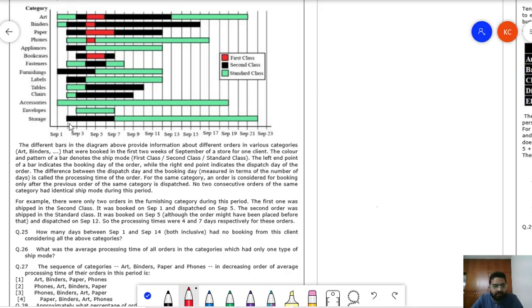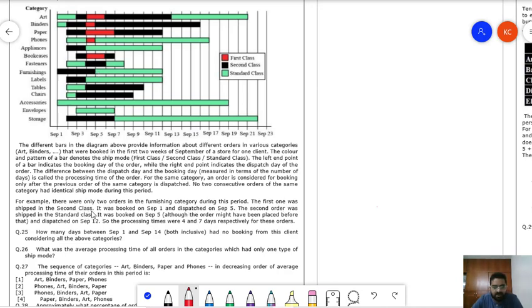Matlab, yahan pe 1 se leke 19 mein, this is only a single order. There is no breakup of the order. Okay, that is what is written here. For example, there are two orders in the furnishing category during this period. One is from 1 to 5, another one is from 5 to 11.